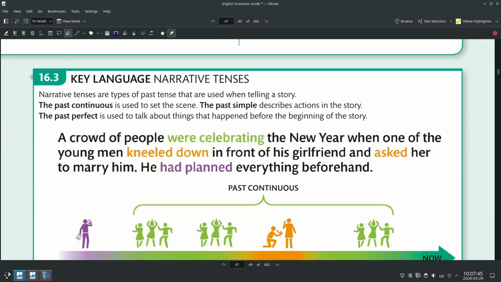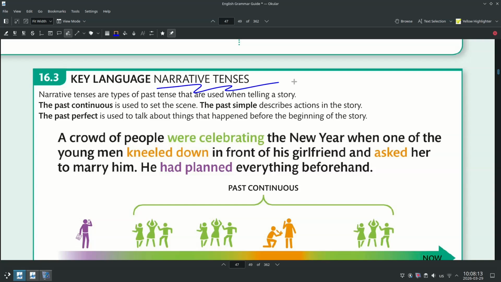Also, let's talk about narrative tenses. Narrative tenses are types of past tense that are used when telling a story. The past continuous is used to set the scene, to set the background of the story. The past simple describes actions in the past. The past perfect is used to talk about things that happened before the beginning of the story.